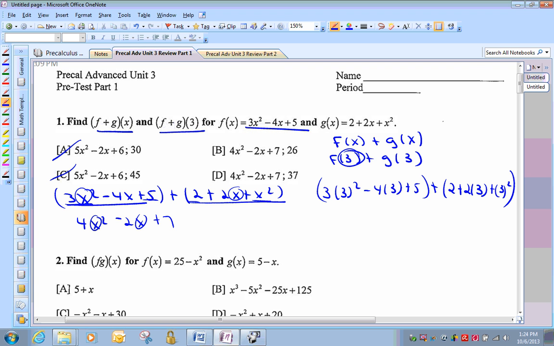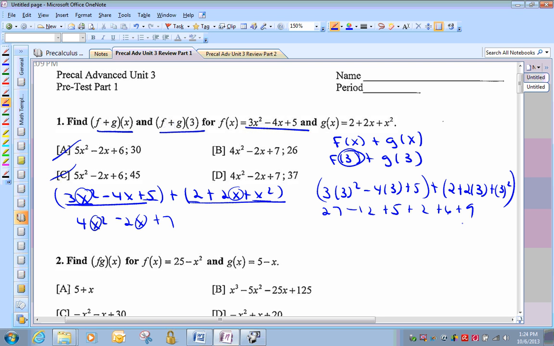All right, so 3 squared is 9. 9 times 3 would be 27. 4 times 3 would be negative 12 plus 5. And since we're adding, we would say plus 2. Plus 2 times 3 is 6. Plus 3 squared is 9. And we would add up all of our answers.